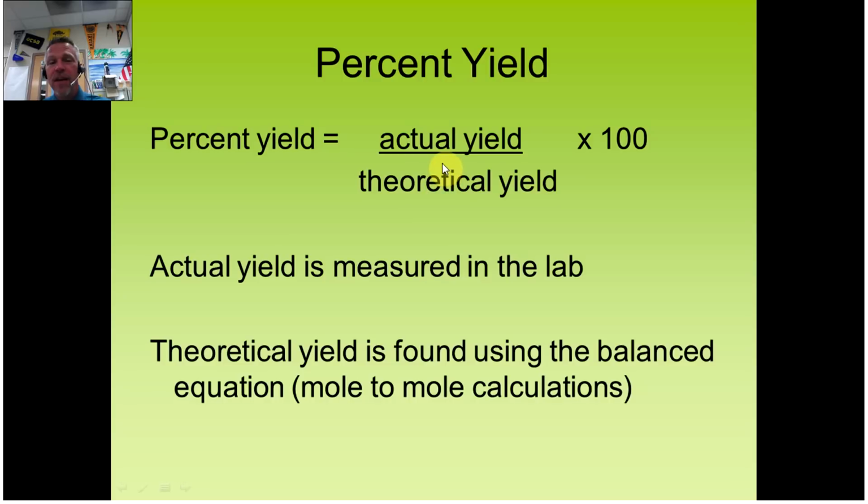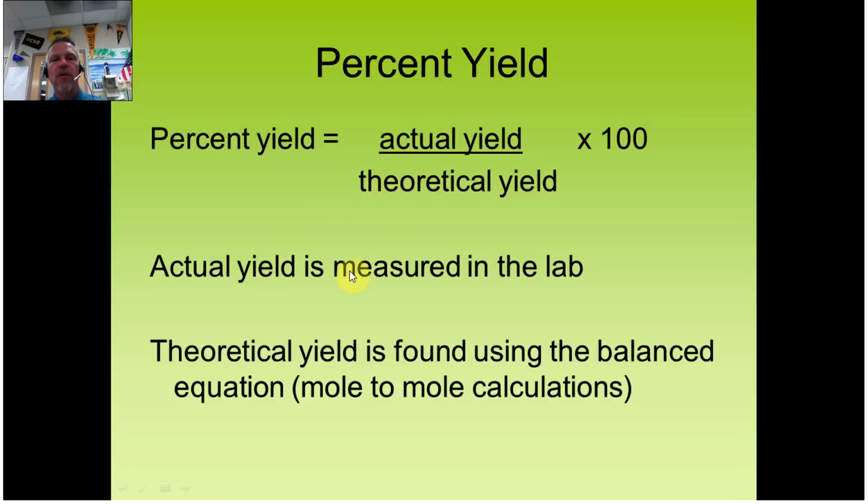Percent yield. We've kind of done a little bit about percent yield already. I think this popped up in a couple of our labs that we've done. Percent yield is defined as actual yield over theoretical yield. So actual over theoretical times 100 gives you percent yield. Okay? So an actual yield is something that you measure in the lab. You actually do the experiment. That's why I'm calling it actual yield.